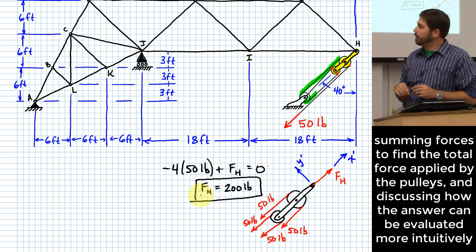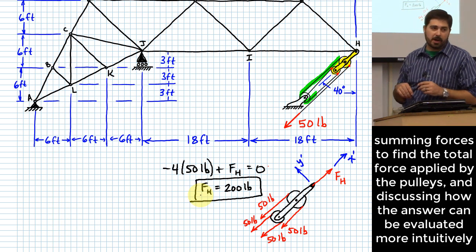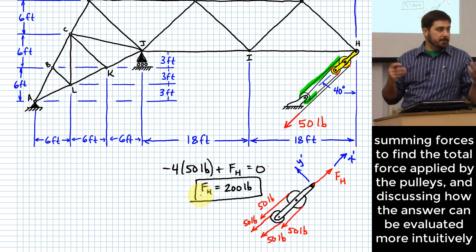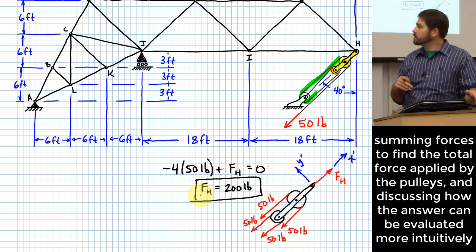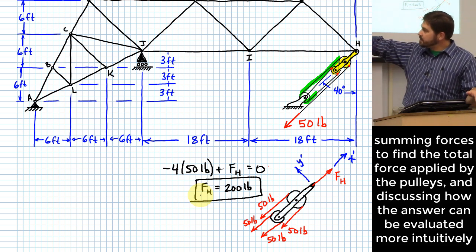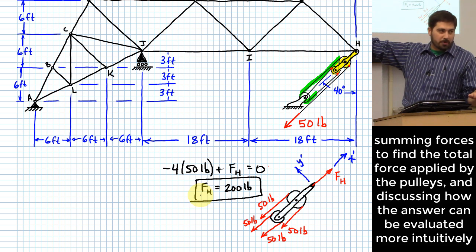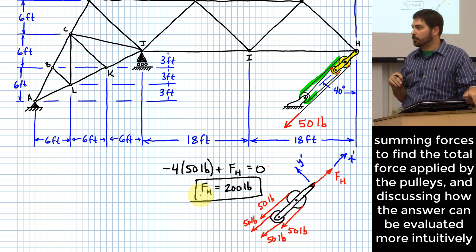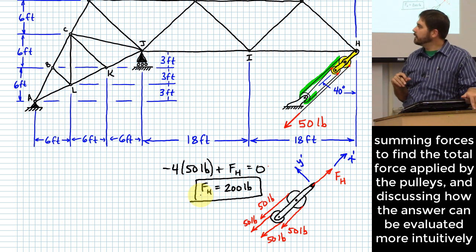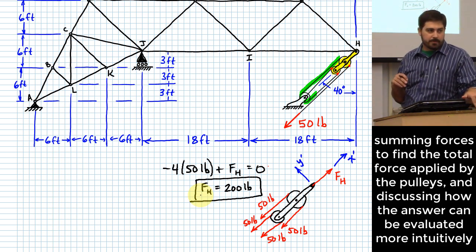Therefore, you could just multiply by the four places you see it coming off of that upper part, and you can see that it must be 200 pounds. Okay? But this is the actual formal justification for why it's okay to do that. Count up the number of ropes. Any questions about that part before we move forward?